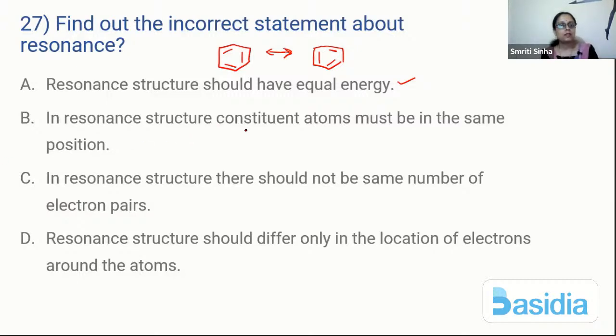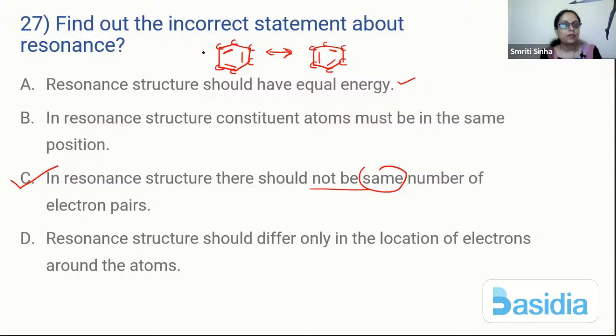Next, in resonance structures, constituent atoms must be in the same position, correct? Your atoms never move from their position. Whatever their position is, that will remain the same, only there will be movement of electrons. Next, in resonance structures, there should not be the same number of electron pairs. This is false because there should always be the same number of electron pairs. So the incorrect statement is C.